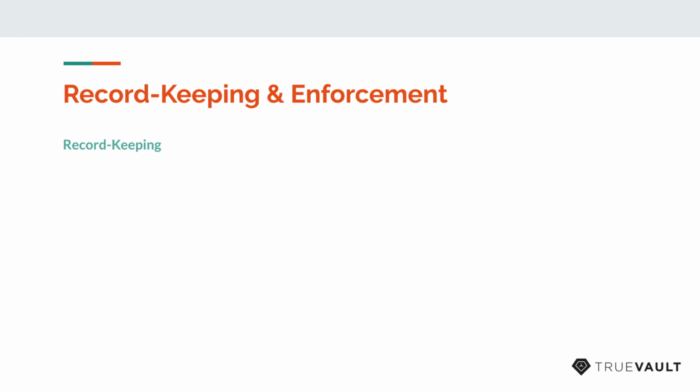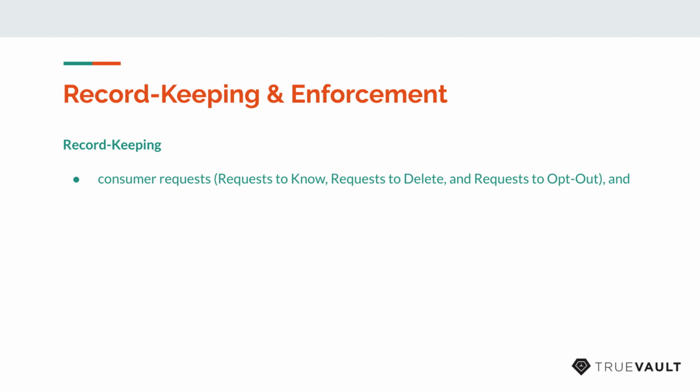Businesses are required to maintain records of CCPA requests, including requests to know, requests to delete, and requests to opt out, and the business's responses to those requests. They must maintain copies of these records for at least 24 months. Records must include the date and nature of the request and the business's response, including the basis for denying any requests. Businesses may not share these records except as necessary to comply with a legal obligation.